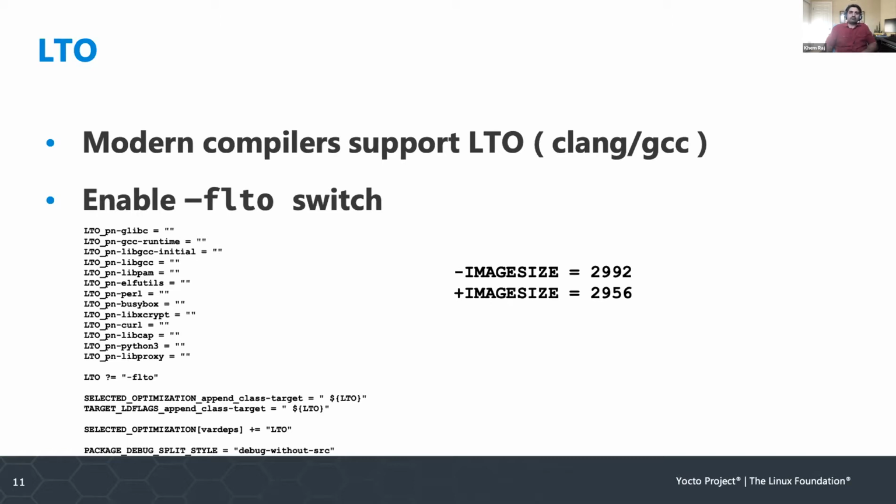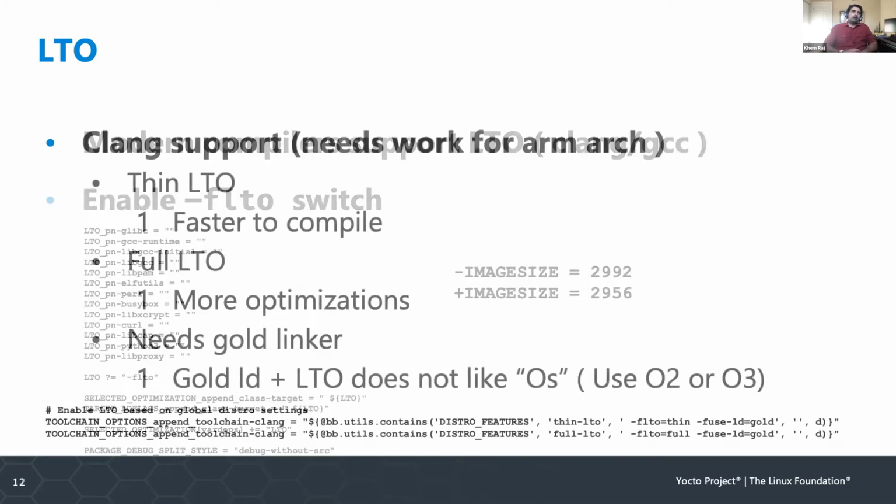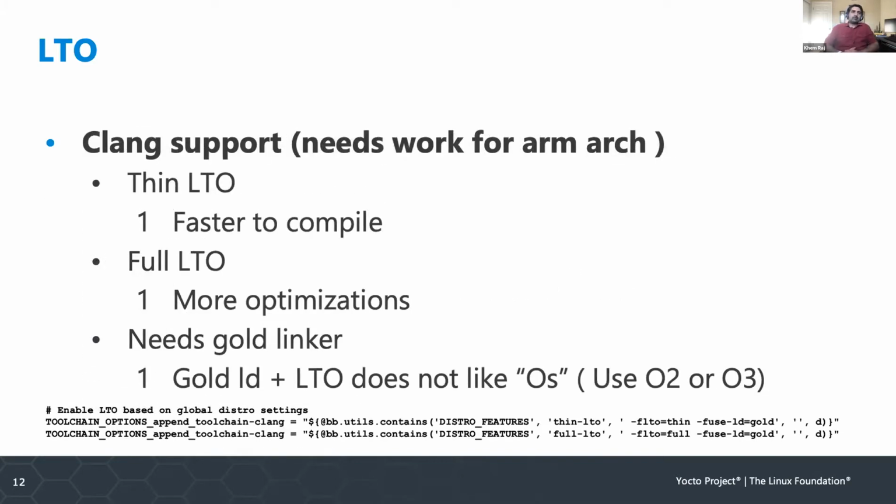So pretty neat. Clang also supports thin LTO and full LTO. So I want to mention this. The reason is LTO will increase your compile time quite a bit. And the reason for thin LTO and full LTO is again the same. You want to make a compromise between your compile time and how much juice you want to squeeze from the optimizations. One thing is that when you enable LTO, it will either need the Gold linker or the LLVM linker.